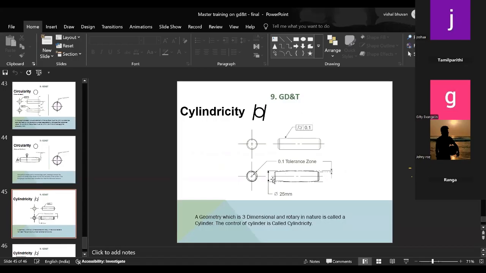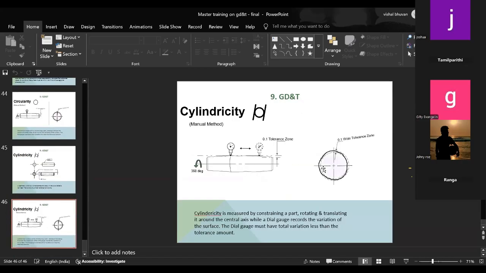So next is cylindricity. Same as circularity, here we're going to cover the entire area of the cylinder. So here the manual method is that the part is rotated, and as well it should be moved linearly. So here the straightness will be considered. In circularity, straightness will not be considered. Only the circular waviness will be considered. In cylindricity, we're covering the entire cylinder. So the straightness as well as the circularity waviness is considered.